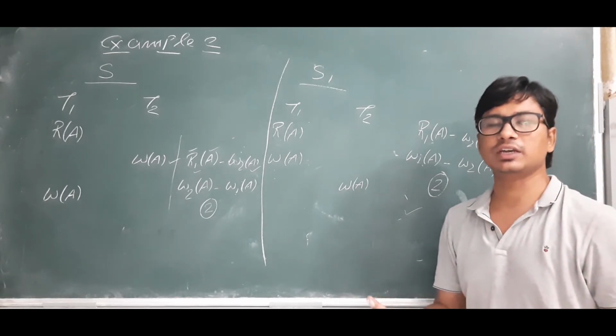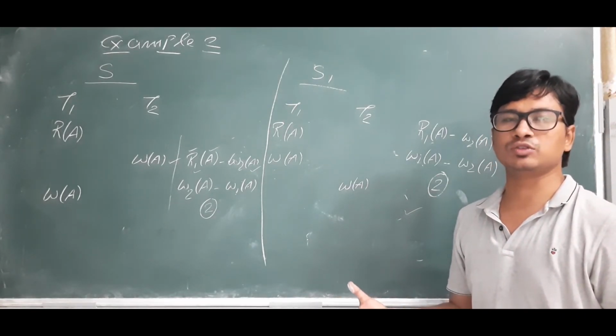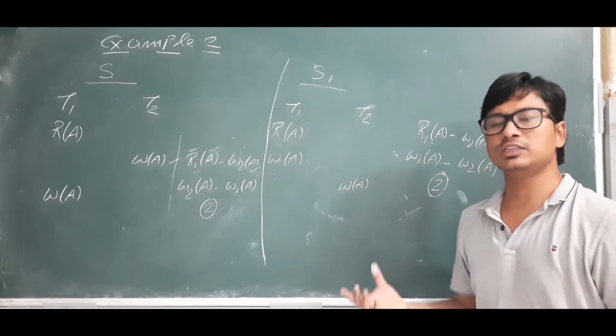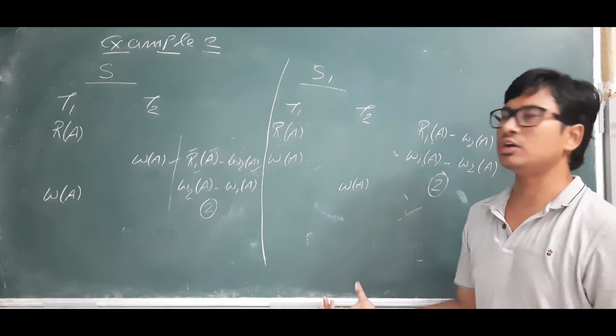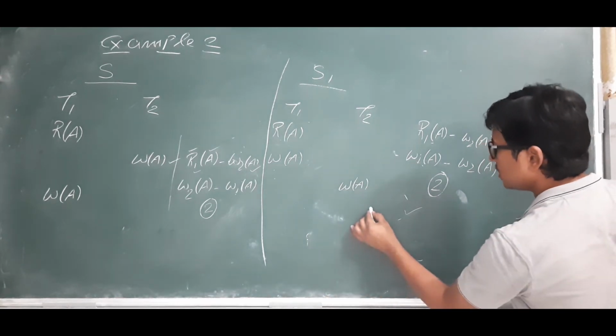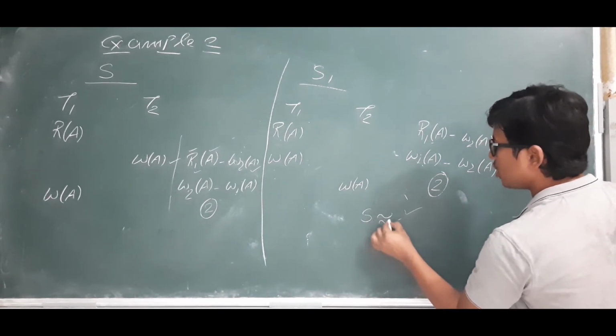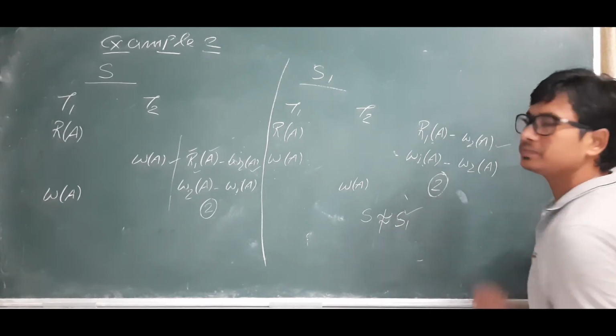What is the first condition? The number of conflict operations should be the same, and the second condition is that the order of the conflict operations should also be the same, but the second condition is not satisfied. So I can say that the given schedule S is not conflict equivalent to S1.